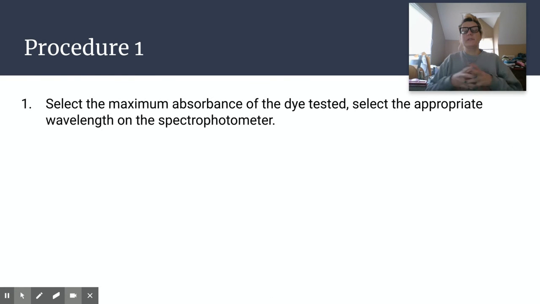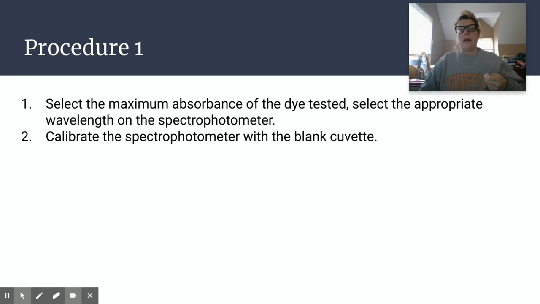Okay, this video is going to be procedure 1 and data table 1. So we're going to talk through what is actually going to be happening in the lab. The first thing is we're going to select the maximum absorbance of the dye tested and select the appropriate wavelength. So we're going to do our FD&C Blue 1 dye at a wavelength of 650 nanometers.